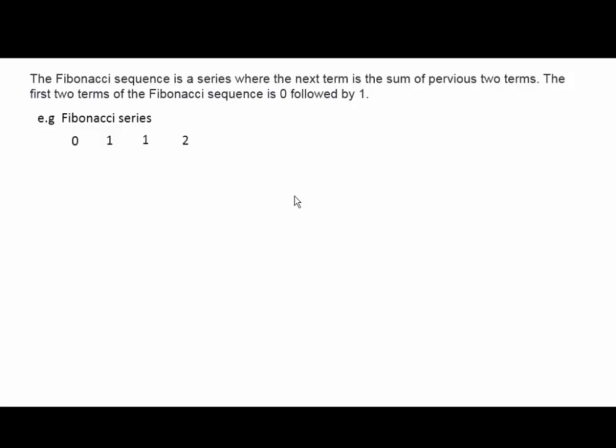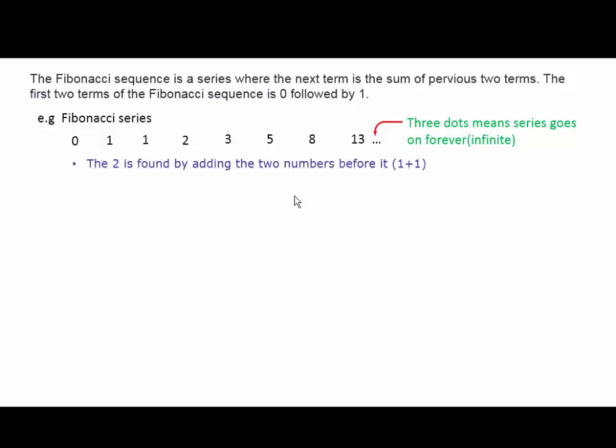So 0 plus 1 is 1, 1 plus 1 is 2, 2 plus 1 is 3, then 3 plus 2 is 5, 5 plus 3 is 8, 8 plus 5 is 13, and so on. The three dots mean the series goes on forever, to infinity, and we choose the number of terms to print in the Fibonacci series. The 2 is found by adding the two numbers before it, 1 plus 1.